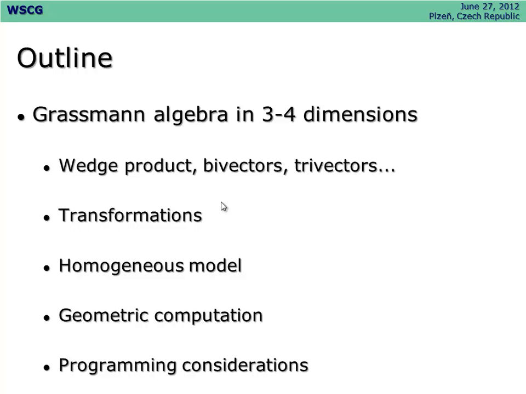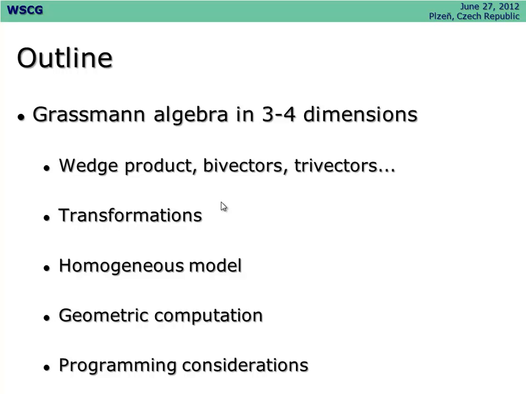And I'm going to talk about Grassmann algebra in three and four dimensions. That's where all the interesting stuff happens. That's where it really maps onto hardware well, because we're talking about things with four components most of the time. I'm going to introduce the wedge product, which is the primary way of multiplying things together in this mathematical system. And I'll talk about bivectors, trivectors, quadvectors, things that arise in this system in addition to scalars and vectors.